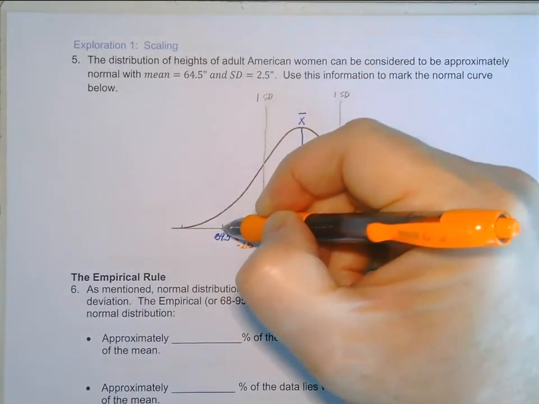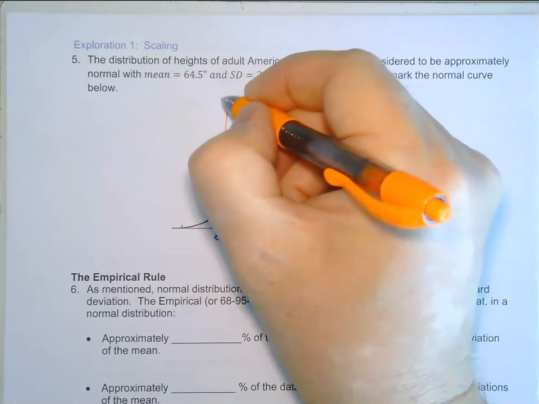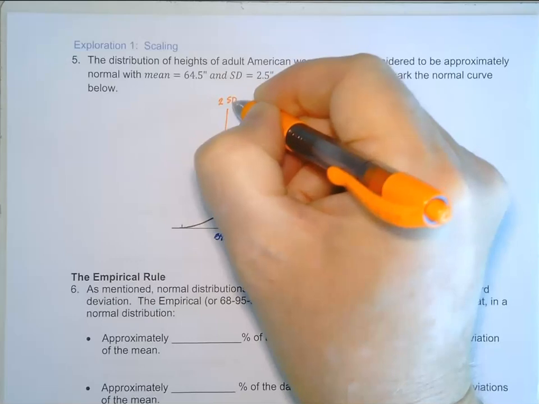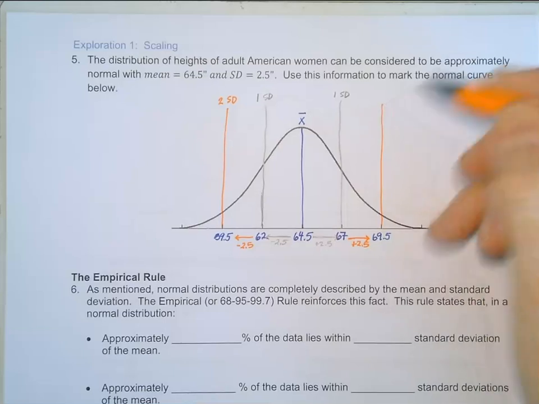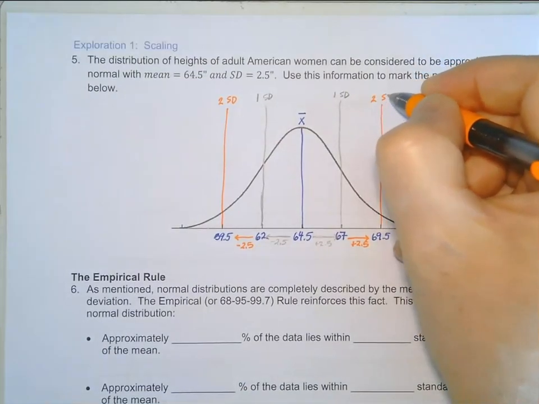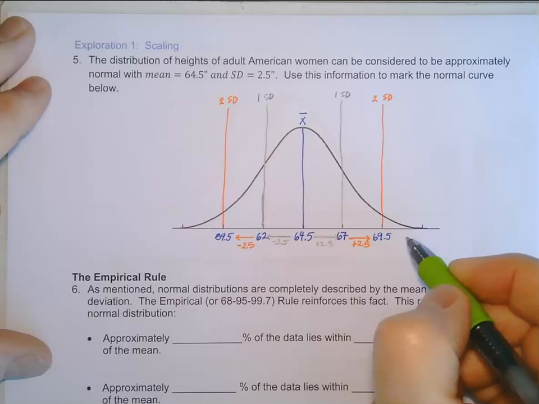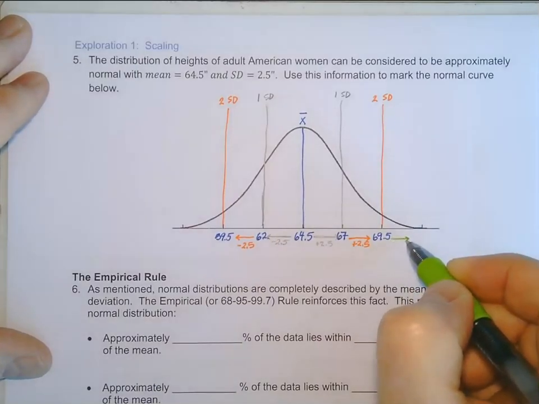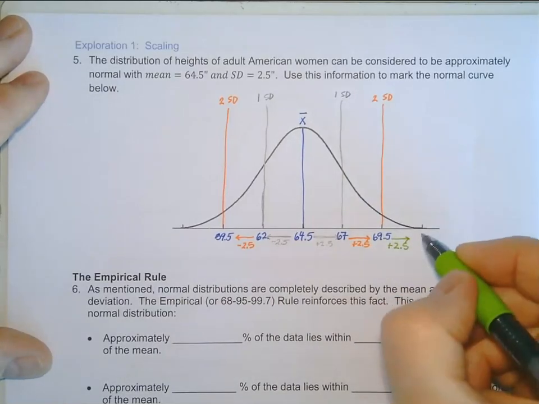Okay, so notice here, I'm just going to draw a nice tall one here, and this is 2 standard deviations. I'm going to do the same thing here, make it nice and tall. This is 2 standard deviations. Okay, and then finally we're going to go out a third. Usually go out 3 standard deviations. So I'm going to add here another 2.5. So that brings me, is that 72?